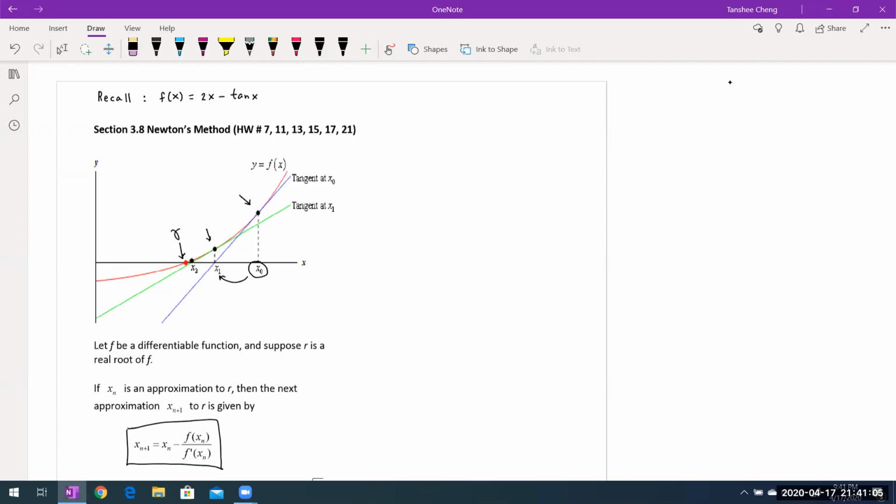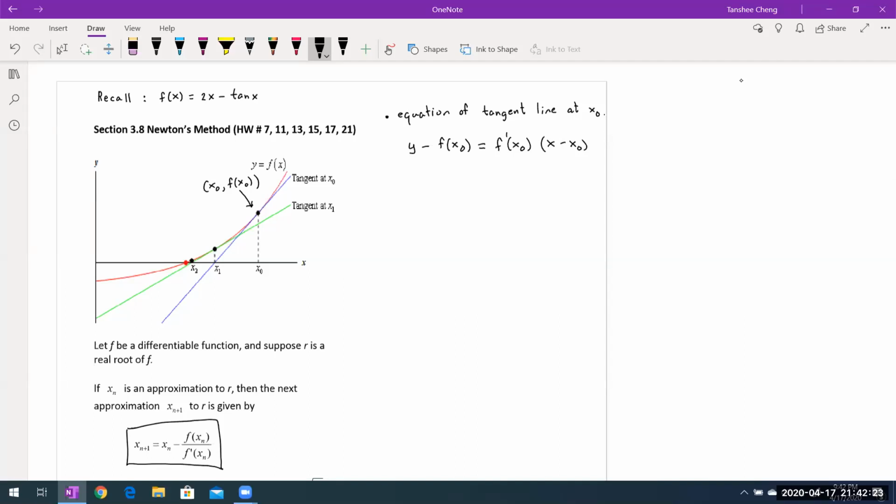Now we want to look at how this formula comes about. First of all, we're going to find the equation of the tangent line at the initial point, x naught. So let's take a look at that one.